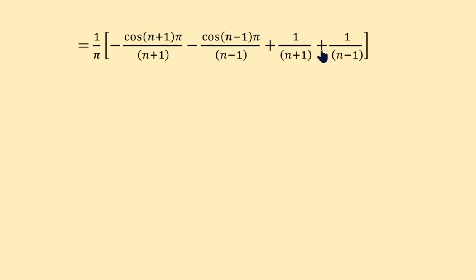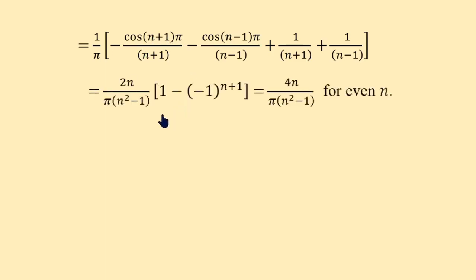Now, 1 by n plus 1 plus 1 by n minus 1 is nothing but n minus 1 plus n plus 1 divided by n square minus 1 square, by taking the common denominator. So, 2n by n square minus 1. Here also 2n by n square minus 1 with minus 1 power n plus 1. Now, 2n by n square minus 1 into 1 by pi. Here 1 minus, this becomes minus 1 power n plus 1.